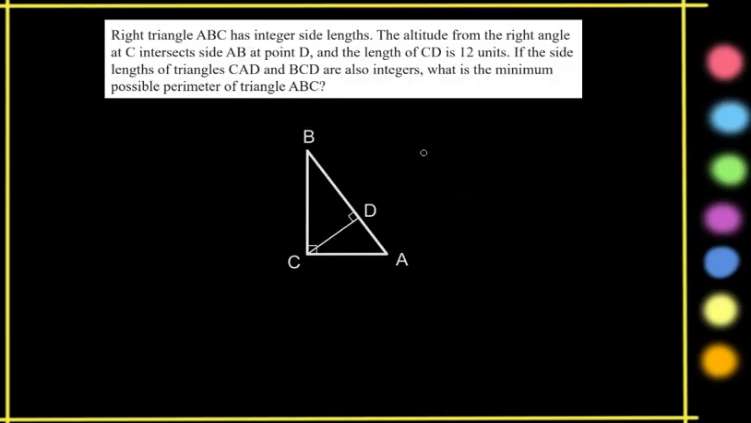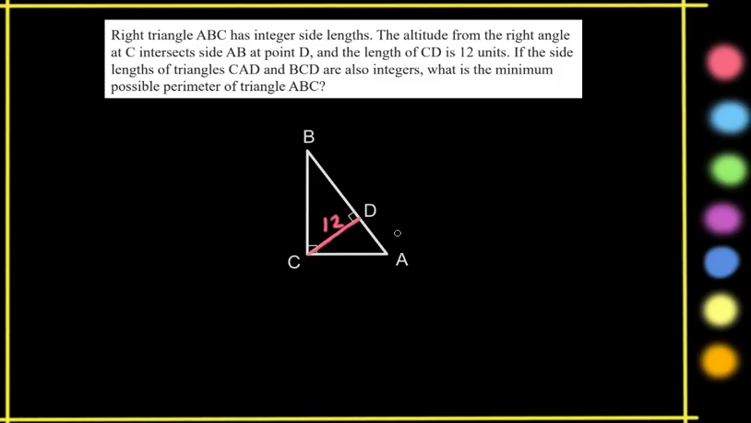This one says, right triangle ABC has integer side lengths. And it says the altitude from right angle C intersects side AB at point D. So that's this altitude right here. And it says the length of CD is 12. Okay, so this is 12. And then it says if the side lengths of triangles CAD and BCD are also integers, what is the minimum possible perimeter of triangle ABC?